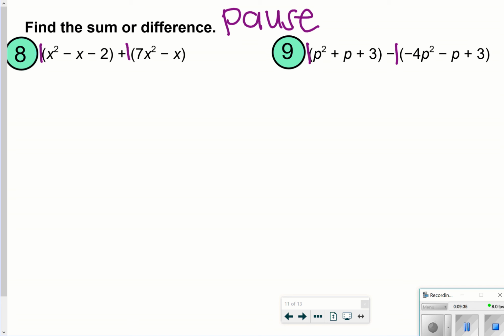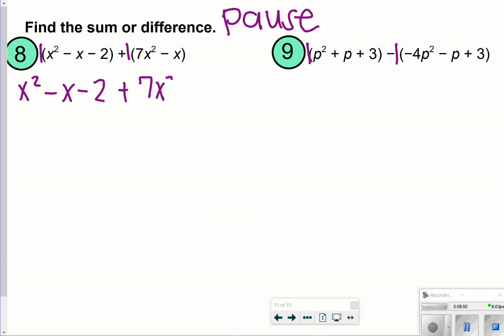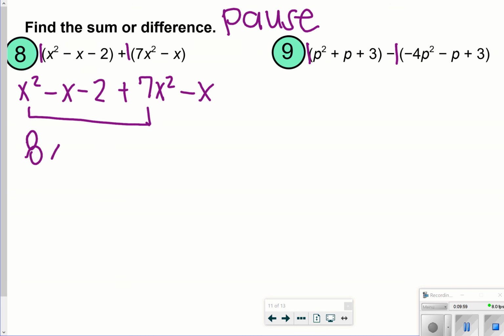Apologies for that. Let's go ahead and get started for number 8. We're going to go and distribute, so I get x squared minus x minus 2, so nothing changes, and the same thing for the next monomial, or binomial. 7x squared minus x. I'm going to go ahead and combine my x squareds. So x squared and 7x squared gives me 8x squared.